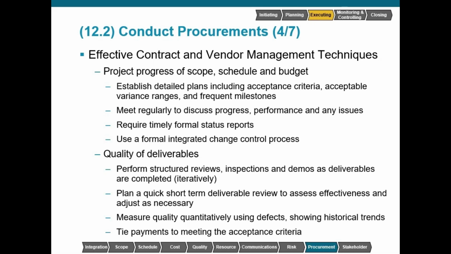So as we look at the project progress of scope, schedule, and budget, we are going to expect them to establish detailed plans, including acceptance criteria, acceptable variance ranges, and frequent milestones. Pretty much the same thing that we did as we developed our project management plan. We will expect them to meet regularly to discuss progress, performance, and any issues. Pretty much the same way that we do internally in our own organization.